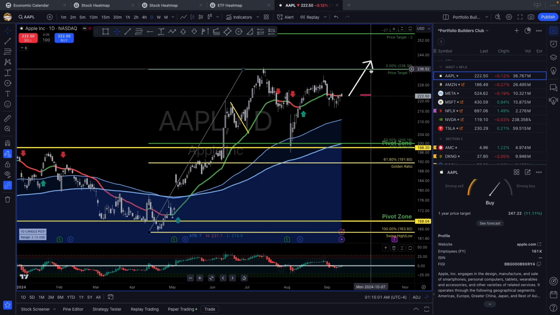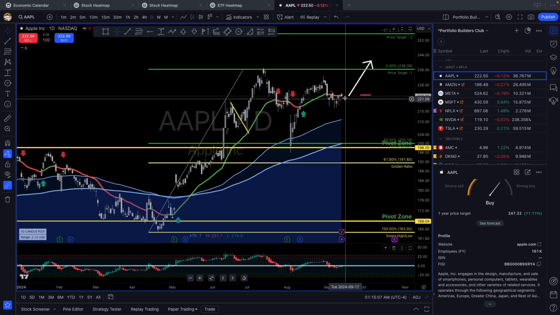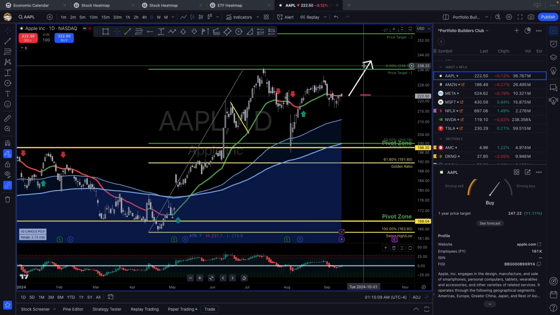You just have to analyze that part on your own and try to figure out what you believe in when certain things are going to happen. But based on the momentum that we're seeing so far, it looks like it's going to trend up into this price at about 236, it looks like. And then we'll see where it goes from there. So that's the forecast for Apple.